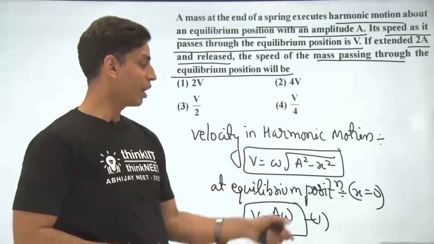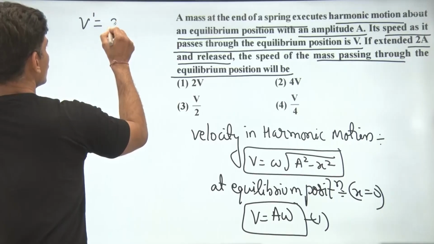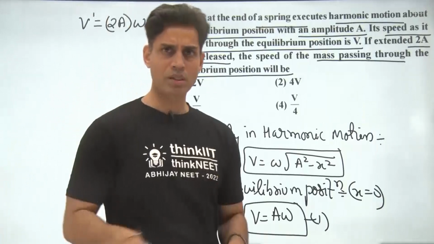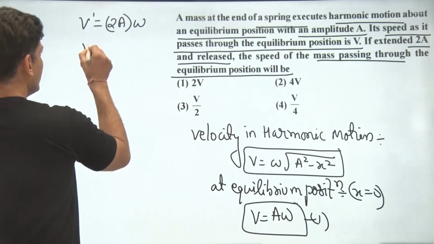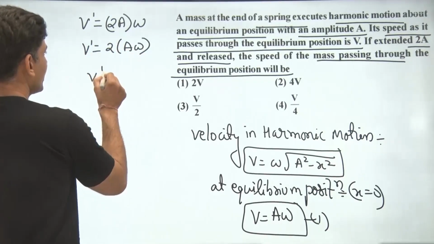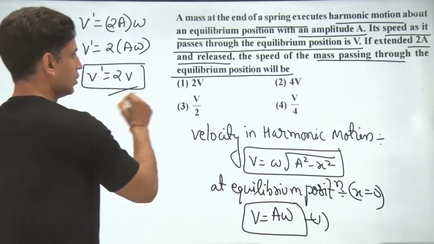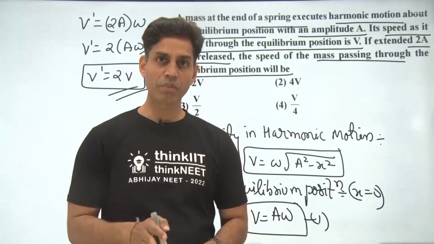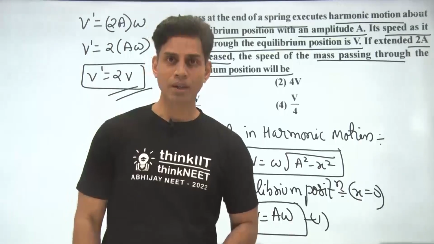Now the question is saying it is extended up to 2A. So V dash is equal to 2A into omega. Omega will remain the same. Angular frequency does not depend on this extension. So V dash is equal to 2 times A omega. So V dash is equal to 2V because A omega is V. So now the mass will pass the equilibrium position with twice the velocity. 2V, that is option number 1, is the correct answer.